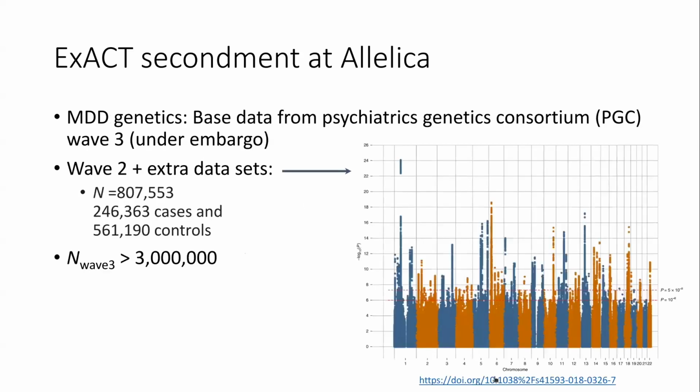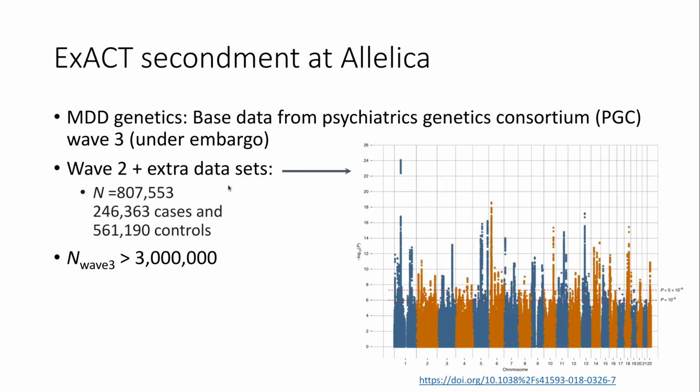And that is shown in this slide. On the right-hand side, you see the GWAS results for lifetime major depressive disorder. And on the x-axis, again, you see the chromosomes, and each dot is a variant. And the height of the dot signifies the significance of the association. So the higher the dots, the more significant.